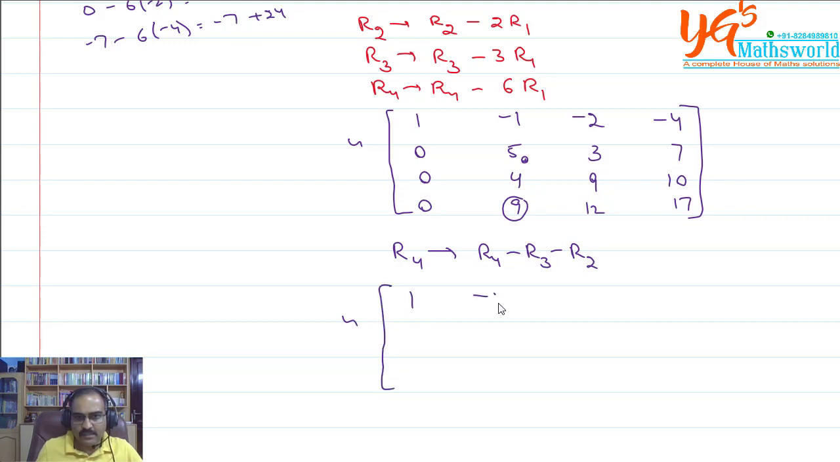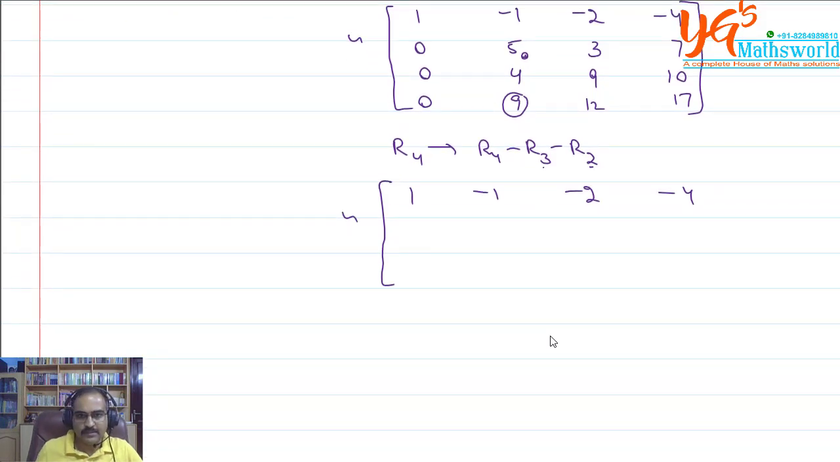So 1, -1, -2, -4. But keep one thing in mind, when I am solving R4 I am using R3 and R2. You can't apply any operation on R3 and R2 right now. You can apply on R1 but not on R2, R3, because they are being used. 0, 5, 3, 7, 0, 4, 9 and 10.